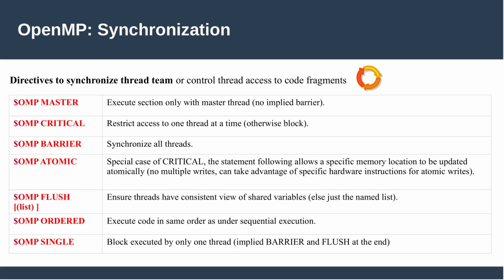OMP master executes code with the master thread only, without an implied barrier. OMP critical restricts access to one thread at a time. OMP barrier synchronizes all threads. OMP atomic updates a memory location atomically. OMP flush ensures consistent shared variable views. OMP ordered maintains sequential execution order. OMP single is executed by one thread with an implied barrier and flush.